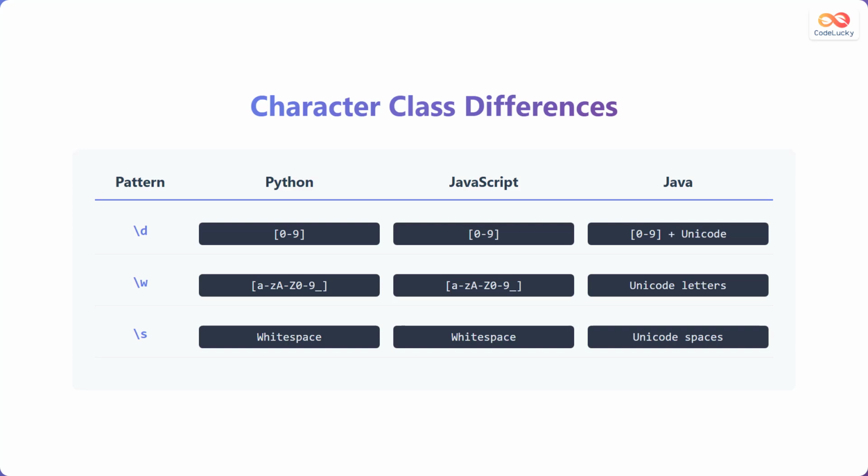Character classes are sets of characters that can match a single character in the input string. However, the definition of these classes can differ between languages. The table displays the pattern for digits, which is \d, and it is shown as 0 to 9. For word characters, it is defined as \w. In Python and JavaScript, it matches letters, digits, and underscores. In Java, it matches Unicode letters. And finally, for whitespace, it is defined as \s. In Python and JavaScript, it matches standard whitespace characters, whereas in Java it matches Unicode spaces.